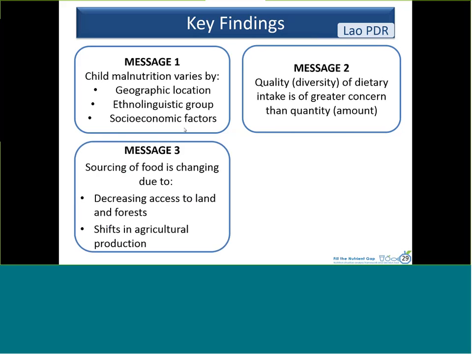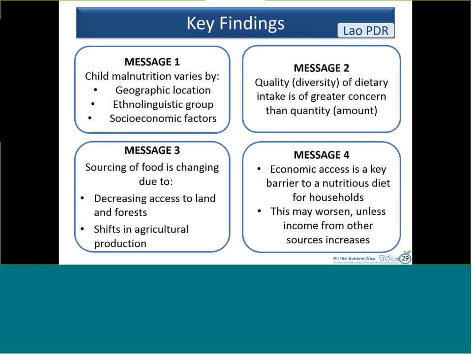The third message for Lao really found that the sourcing of food is changing. Due to decreasing access to land and forest, there is still a lot of foraging going on for plant-source foods and animal-source foods, but with decreasing access, that's declining, and there are also shifts in agricultural production.